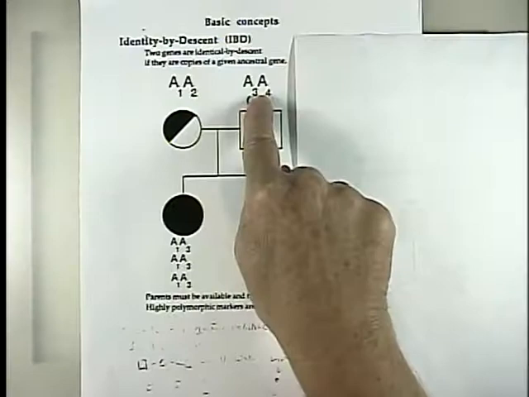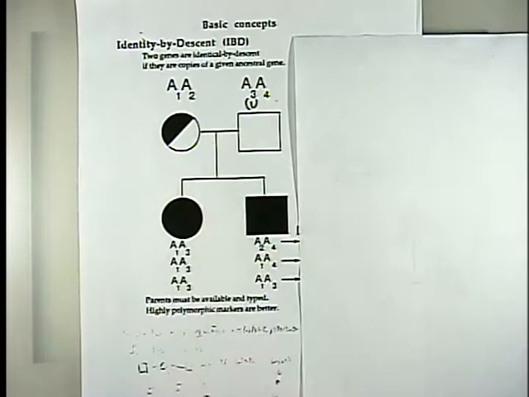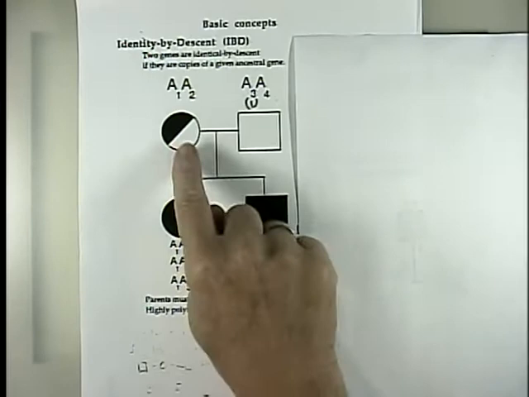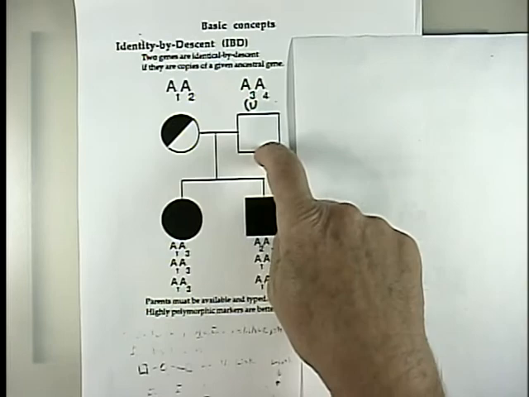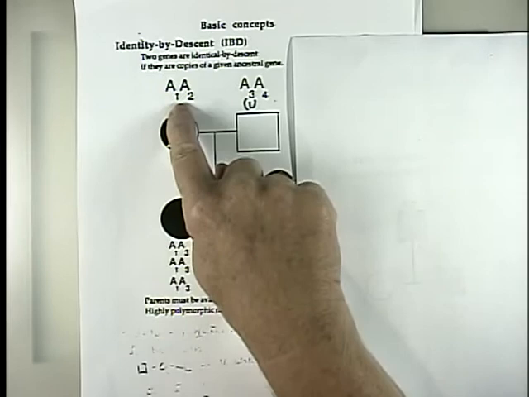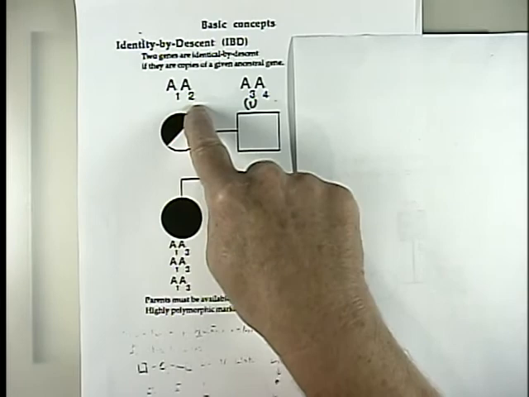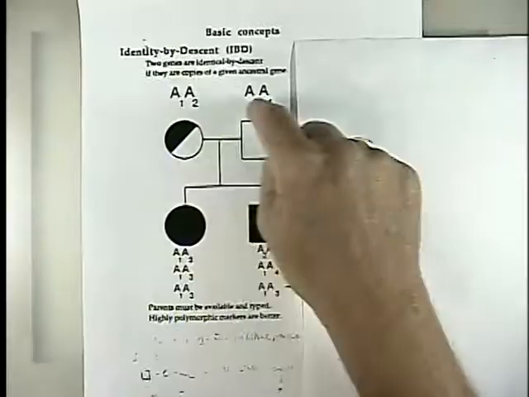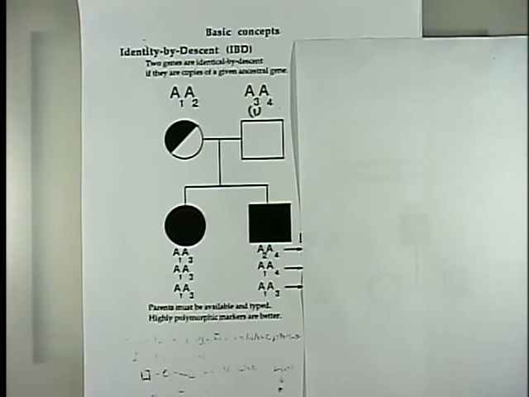So here are our parents up here. Don't look at the big A's, let's look at the numbers, okay? Generally when we're drawing pedigrees, females are indicated by circles and males are indicated as squares. That's the convention for drawing pedigrees. So at this particular locus, the mother has allele 1 and allele 2. This is her genotype. The father has allele 3 and 4, that's his genotype. This is what we would call a polymorphic marker.